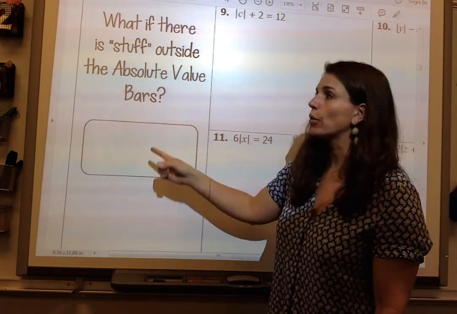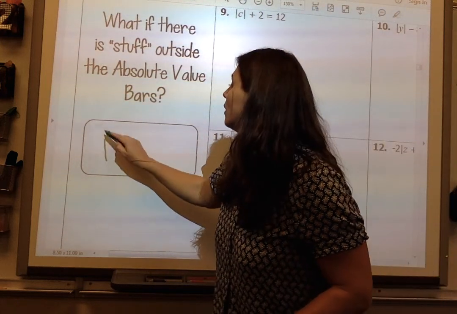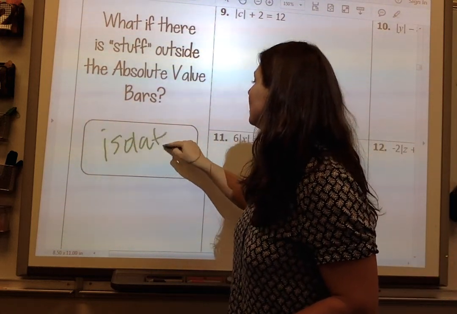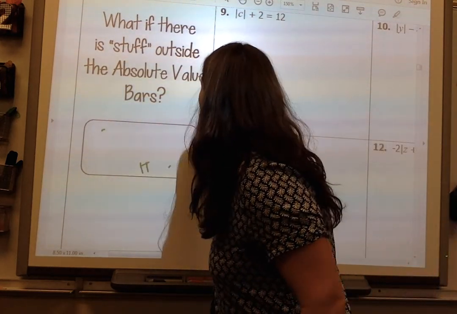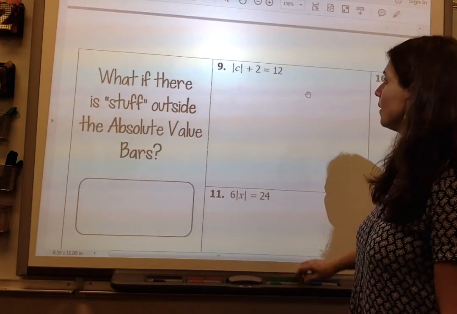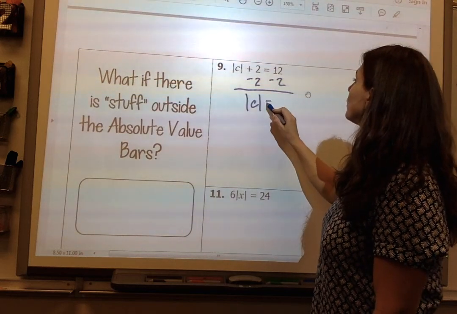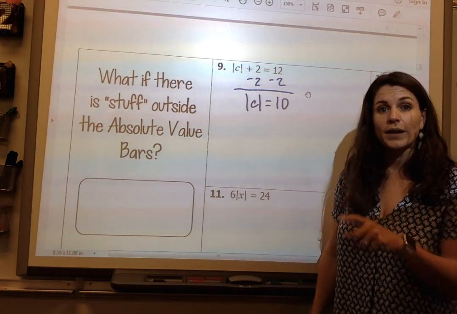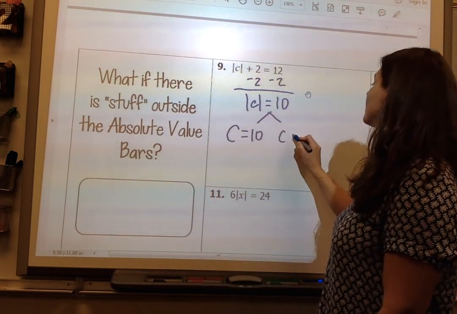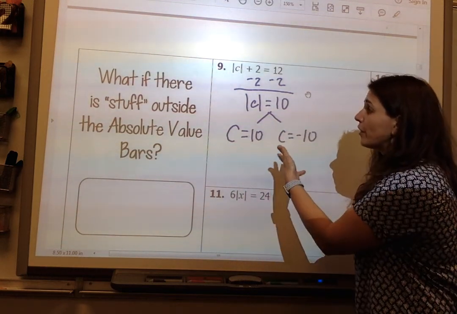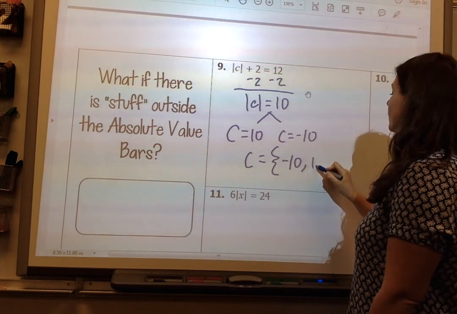Okay, so now let's take a look if it is not isolated. So let's answer this question real quick. What if there is stuff outside the absolute value bracket? Here's what we do. We isolate. We need to isolate first. That's my step 1. So if I look at number 9, I've got to get rid of this positive 2, so I subtract it. And now I have absolute value of C equals 10. That's step 1. And now I branch it into 2 groups. I set the inside equal to the positive value. I set the inside equal to the negative value. And there's nothing for me to solve because C equals. And then I set it in bracket form, least to greatest.